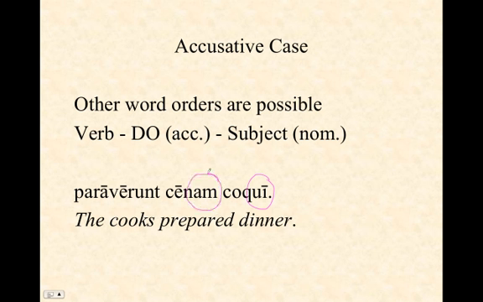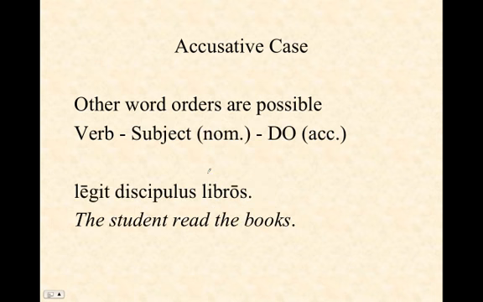Don't translate only what seems to make sense. Yes, in this sentence, it couldn't make any sense that the dinners prepared the cooks, but do double check always whether your subject is nominative and your object is accusative. Here's a sentence, verb first, subject second, direct object last. Legit discipulus libros. The student read the books.